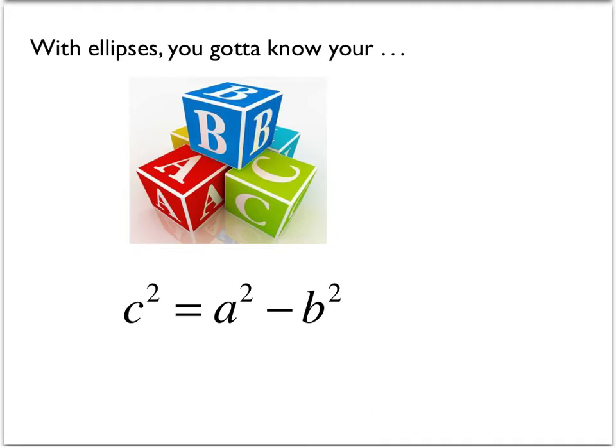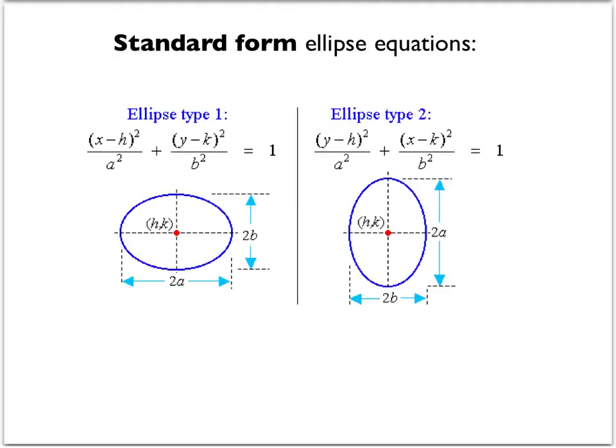So this is a nice diagram for you to write down. With ellipses, you've got to know your ABCs, and the relationship between them is designated by this little formula right here: C squared equals A squared minus B squared. Very, very important. We'll see how that works pretty soon.